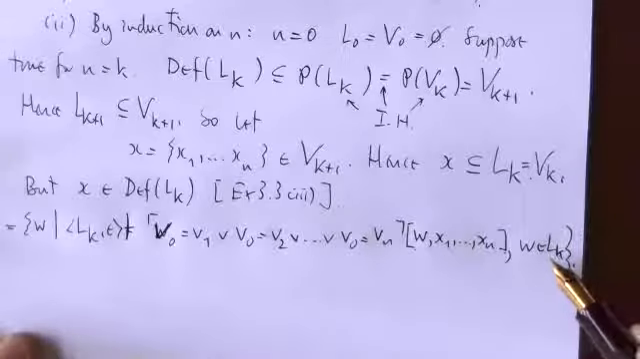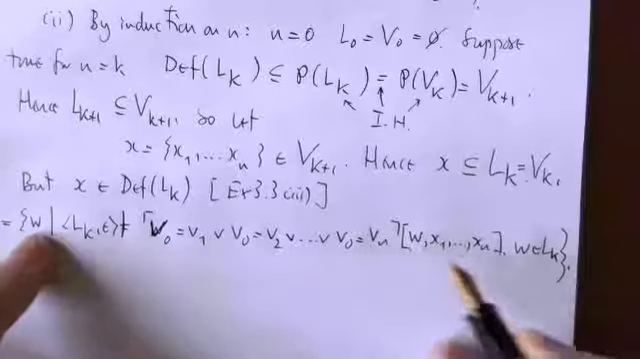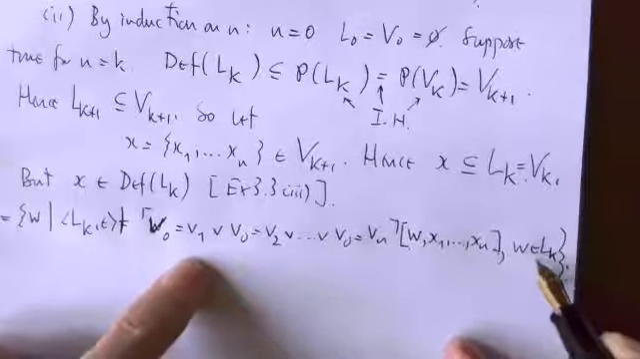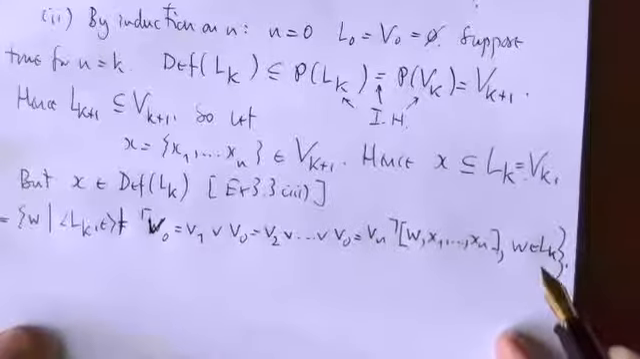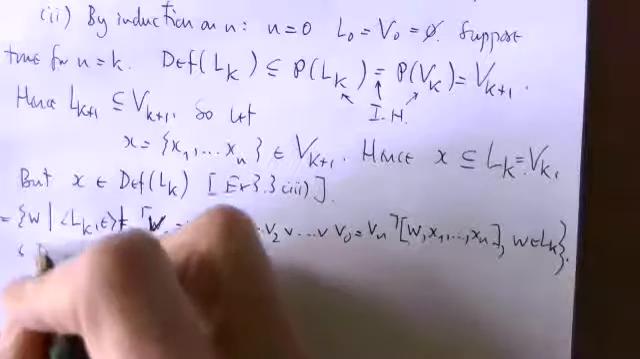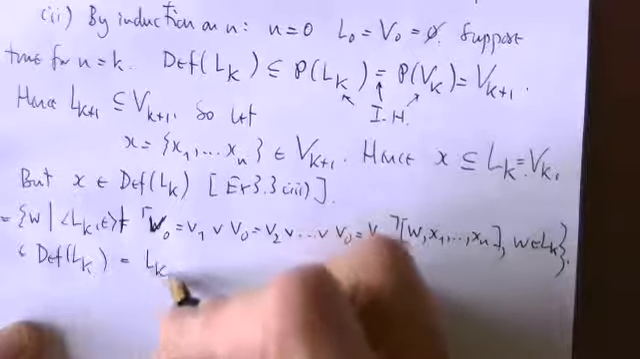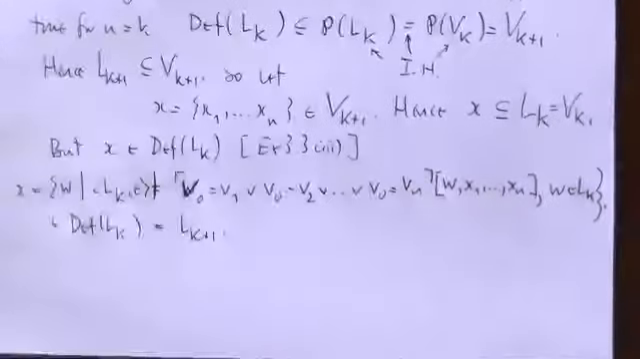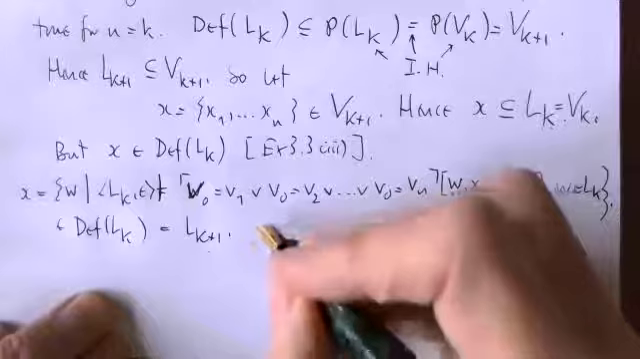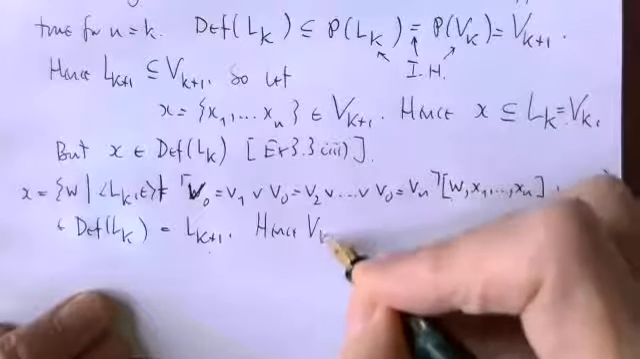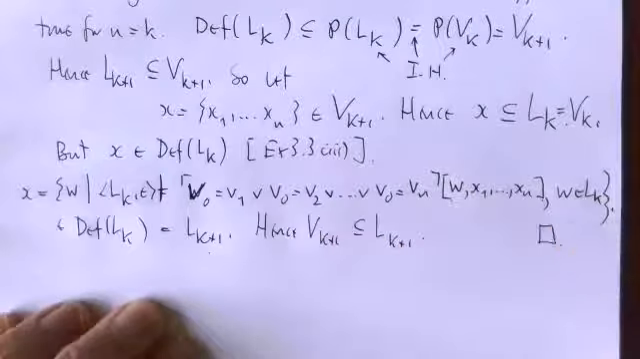So as W varies over Lk, the ones that get picked up and make this true are just X1 up to Xn. Because to be true, it has to be equal to X1 or X2 or X3 or anything up to Xn. So then this is in def Lk, which is Lk plus 1. So the X we picked out arbitrarily from Vk plus 1 is in Lk plus 1. Okay, and we're done there.